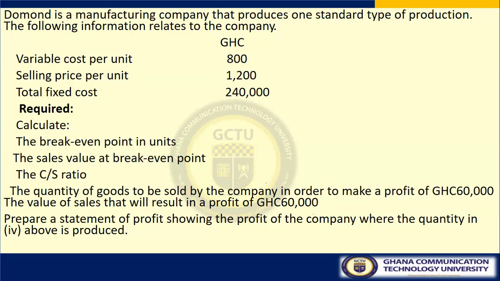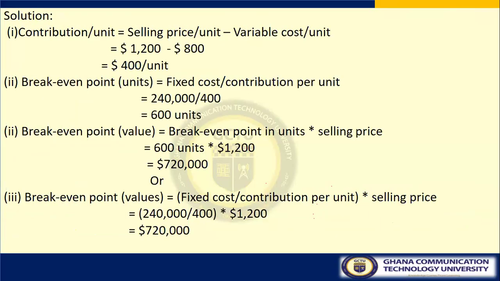So what was the break-even in units? Break even in units, I have 600. Sales value at break even point, I have 720,000. Then CS ratio, I have 33.33. Okay. Then the target profit? All right, so let's do it together.